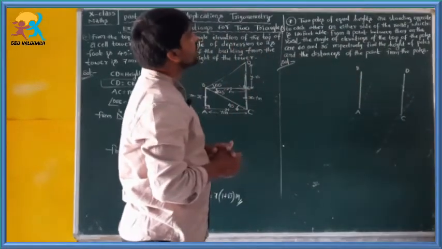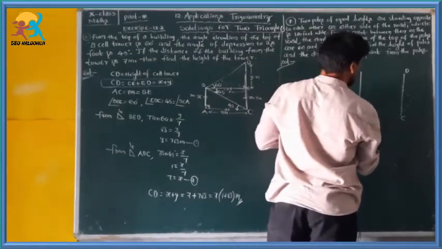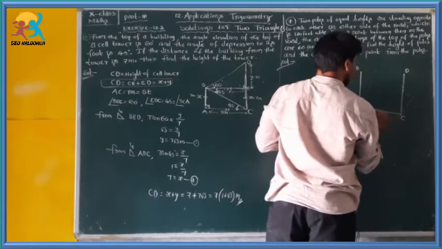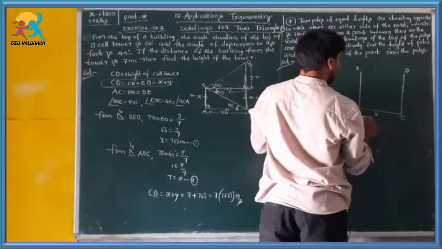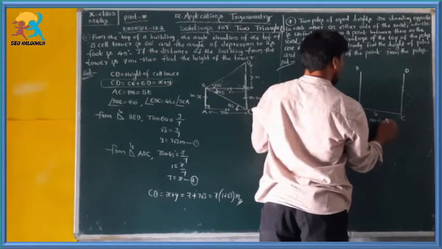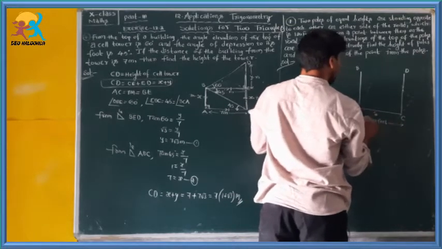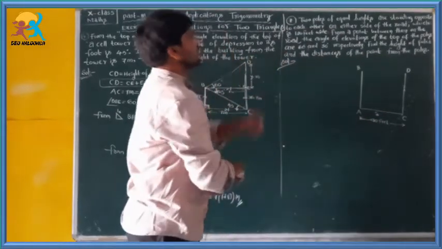Which is 120 feet wide. What is the width of the road? AC is the width of the road. This is 120 meter wide, no, 120 feet, not meter. The width of the road is given as 120 feet.